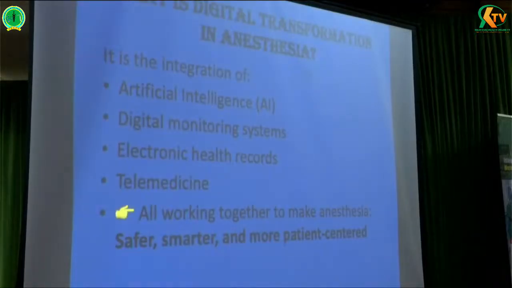We need to know what is digital transformation in anesthesia. It is the integration of artificial intelligence, digital monitoring systems, electronic health records, and telemedicine. All these companies are working to make anesthesia safe, smarter, and more patient-centered.